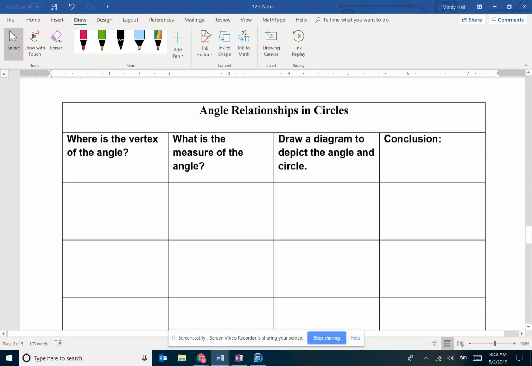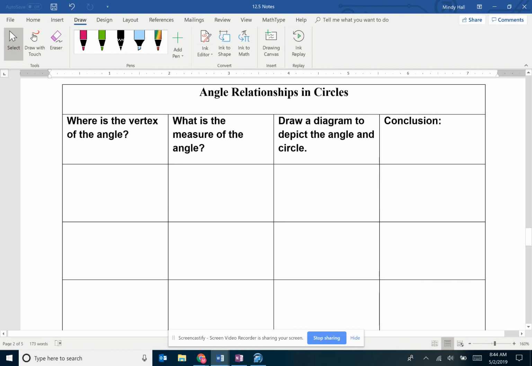So we have this table, and this is just kind of to put it all in one place for you to make your life a little bit easier. So we're going to start with where is the vertex of the angle? Start with the first one we did. The vertex is going to be center of the circle.